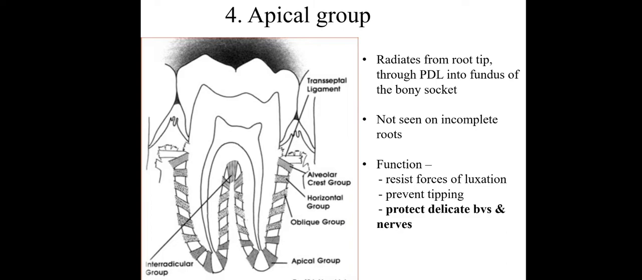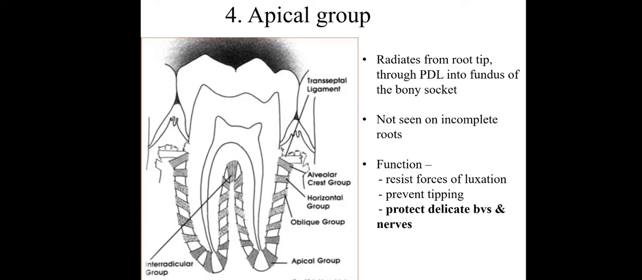So this apical group, as you can imagine, you cannot find in a tooth which is still erupting and in which the apex of the root is not completely formed. It's only found at the tip of completely developed roots. Their function is that they resist forces of luxation. They prevent the uprooting of teeth from their socket. They prevent, again, tipping motion of the tooth within the socket, and also protect delicate blood vessels and nerves which are present in the apical region.